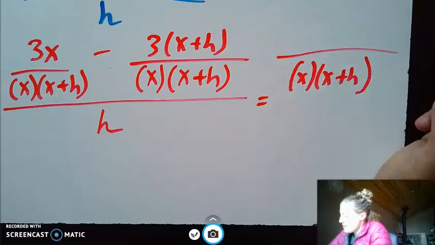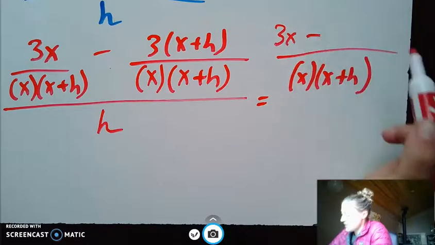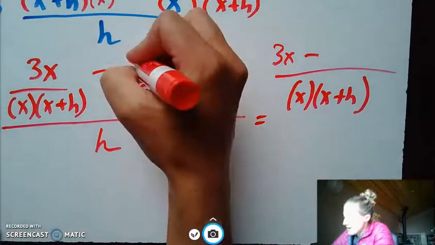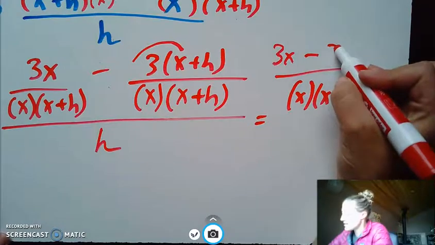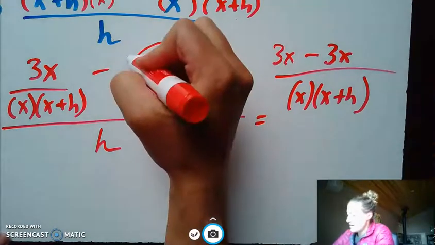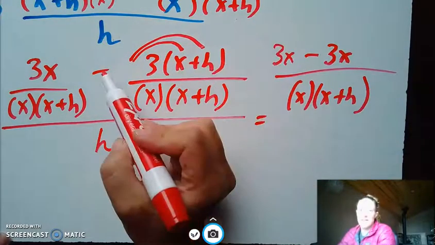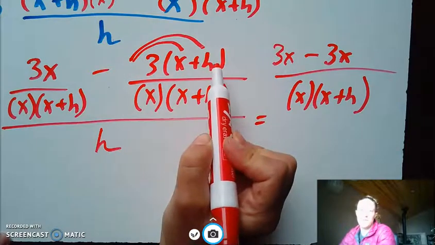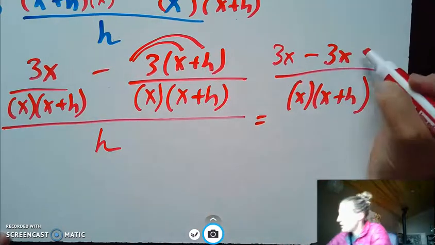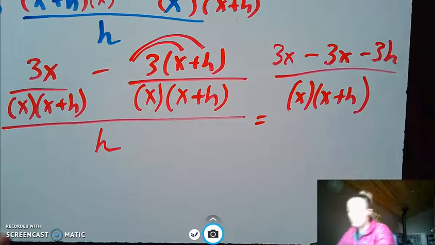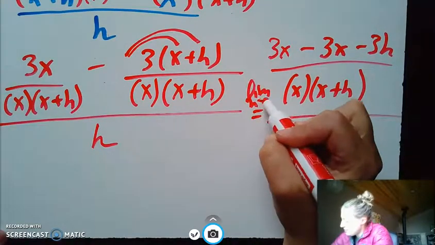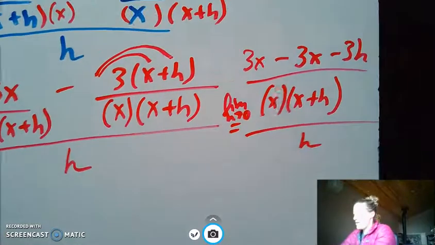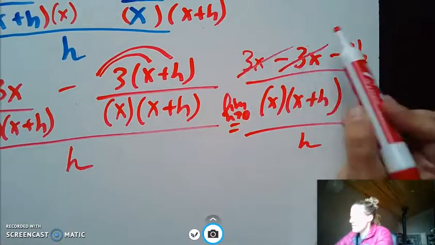And then the top is going to be 3x minus, and then let's do -3 and distribute it on through. So -3 times x is -3x. -3 times h, make sure you take the negative and the 3 to multiply by the second thing as well, is -3h. And then copy everything else down, there's a limit. And then 3x minus 3x finally can cancel.